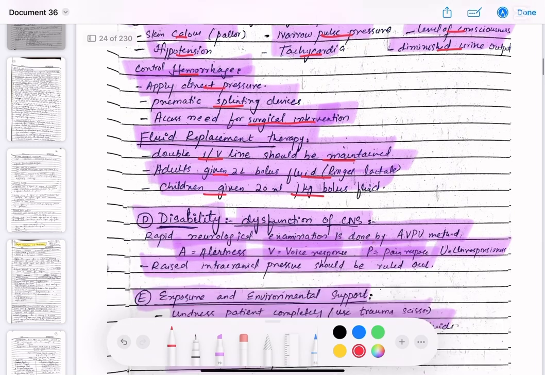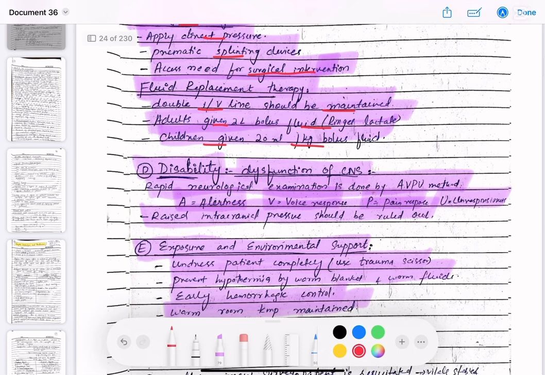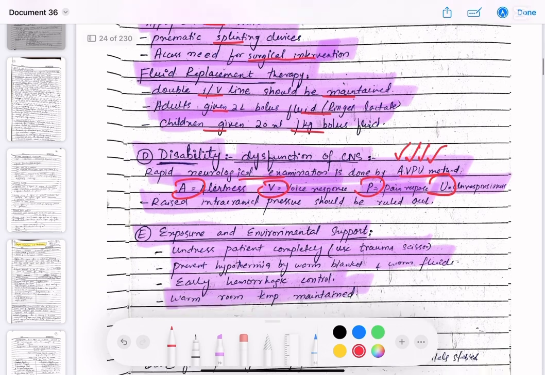For disability, or dysfunction of the CNS, a rapid neurological examination is done by the AVPU method, that is alertness, voice response, pain response, and unresponsiveness. And then for exposure and environmental support, undress the patient completely.